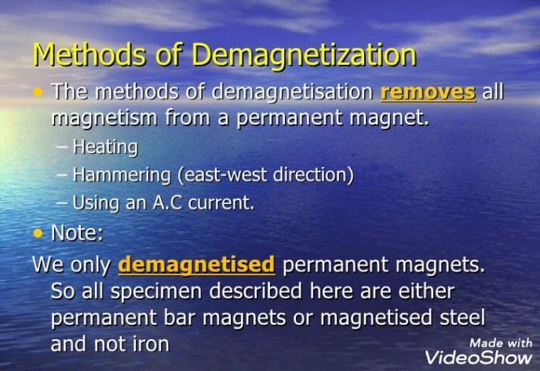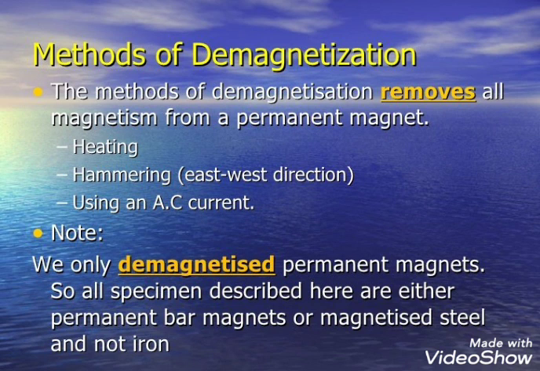Firstly, heating. The magnets lose their properties if they are heated. Then hammering: if we beat the magnet with a hammer, or if we drop it from a height, then the magnet loses its magnetic power. Also, using an alternating current, an AC current, will remove the magnetic power from a magnet. But this happens with permanent magnets only. We only demagnetize permanent magnets.